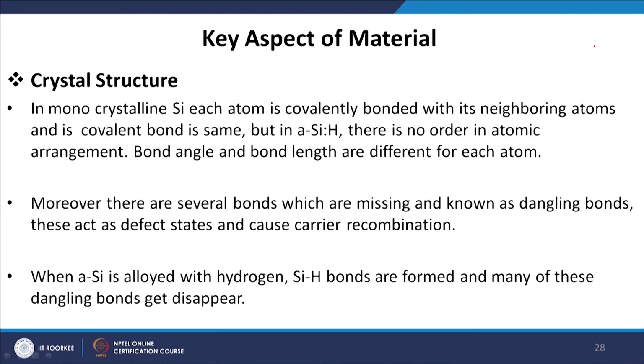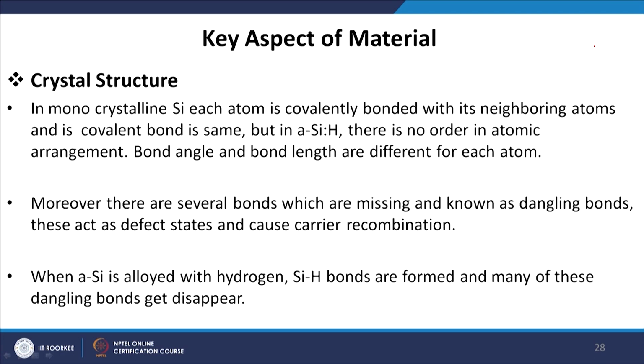Now, one of the key aspects of the material is the crystal structure. In monocrystalline silicon, each atom is covalently bonded with its neighboring atoms and the covalent bond is the same, but in amorphous silicon there is no order in atomic arrangement. Bond angle and bond length are different for each atom.